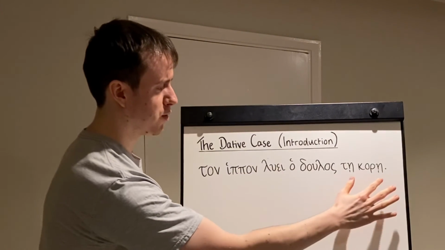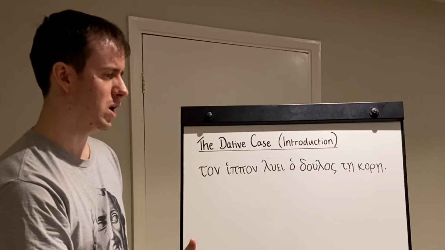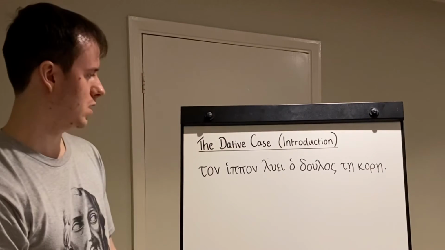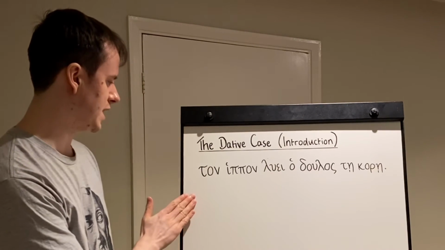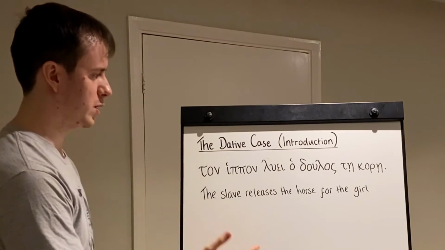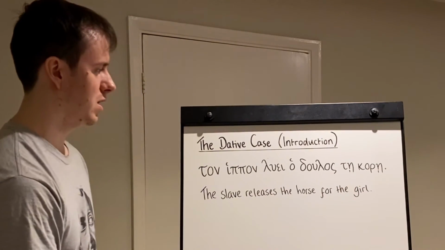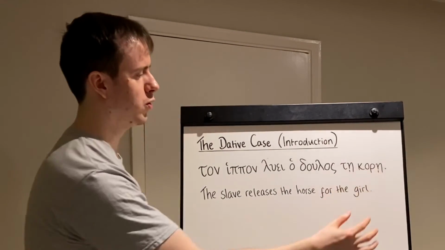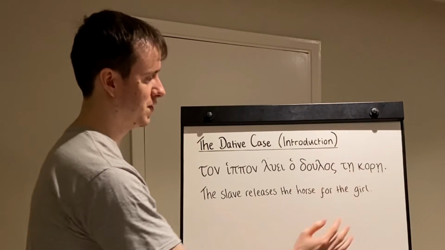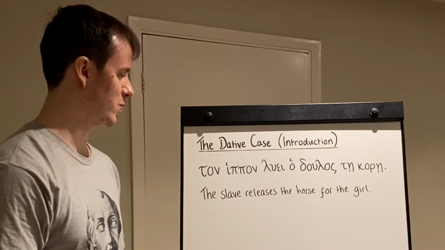I would say that it's probably for the girl, given that the dative is rarely used to mean to in the sense of towards someone. And therefore we would translate the sentence as the slave releases the horse for the girl. And once again, the dative was being used here to express the indirect object. In this case, it's the person for whom something is being done. At least in the way that we've understood this sentence. But in principle, this could be to the girl or for the girl.